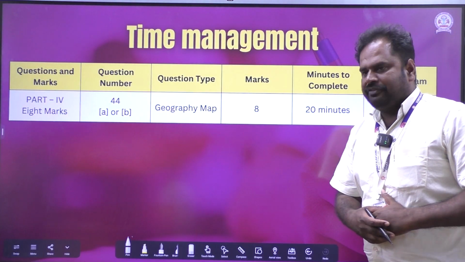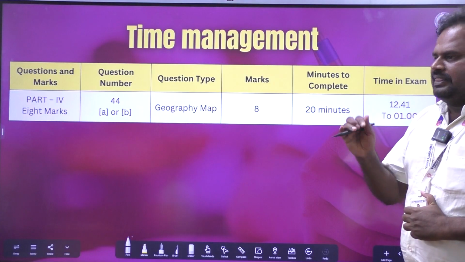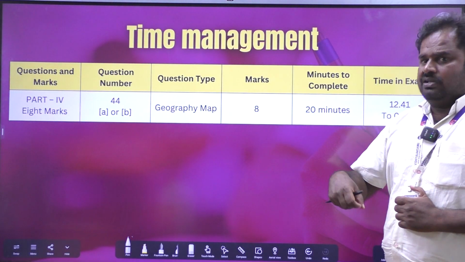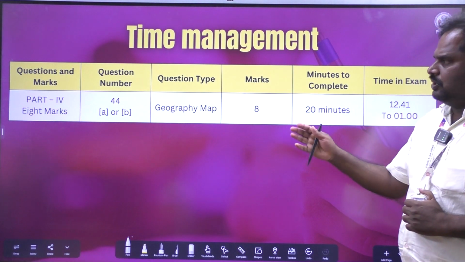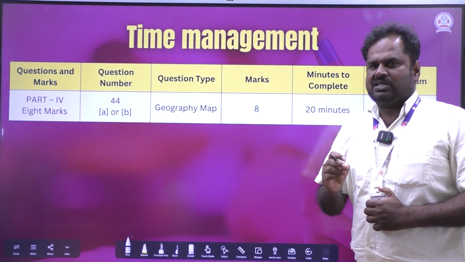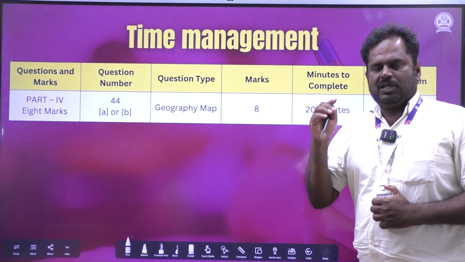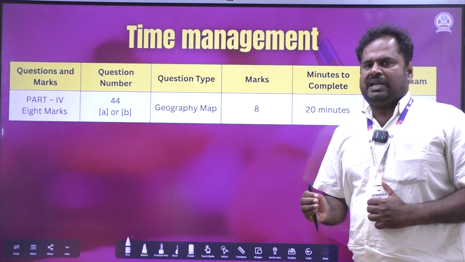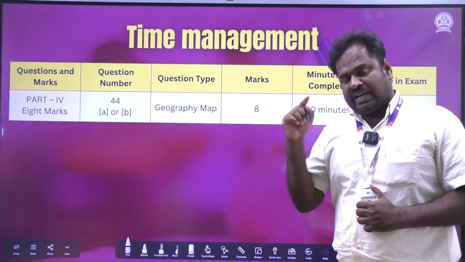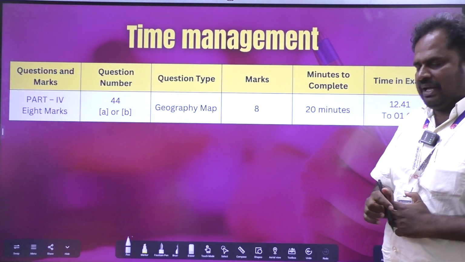Finally, it's the 44th question, and you have to select A or B, but the places should be marked in the accurate place. Then only you can get 8 out of 8 in this criteria. You can take 20 minutes to mark this. Especially all must focus on the question number and part number on the map. Your public exam answer script has the first 4 pages as maps. So you have to mention the correct question number, correct part number, as well as the accurate place on the map.